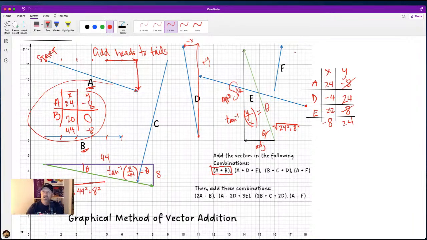All right. So that is the graphical analysis of vector addition. Follow up with the mathematical analysis, and we'll do that in another video. Thanks. See ya.